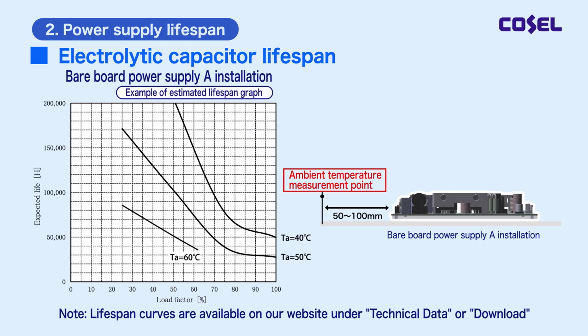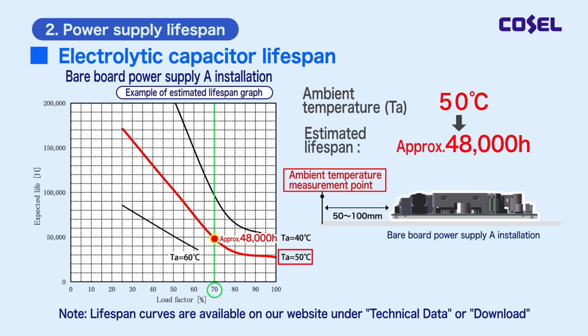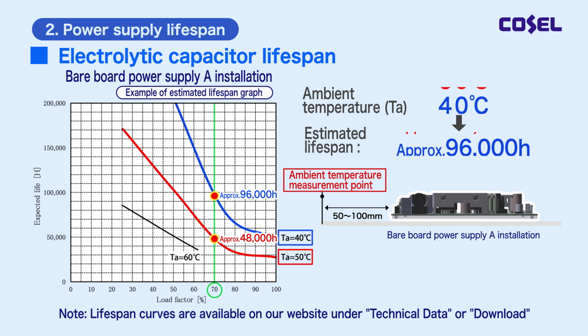The following is an example of the estimated lifespan of a bare board power supply in the A installation configuration. The estimated lifespan at an ambient temperature of 50 degrees Celsius and load factor of 70% is 48,000 hours. However, cooling the power supply and lowering the ambient temperature by 10 degrees Celsius can extend the estimated lifespan to 96,000 hours, making it important to reduce the ambient temperature. Estimated lifespan graphs for electrolytic capacitors are available on the technical data or download page on the model page of our website.